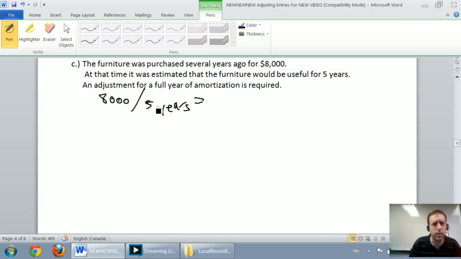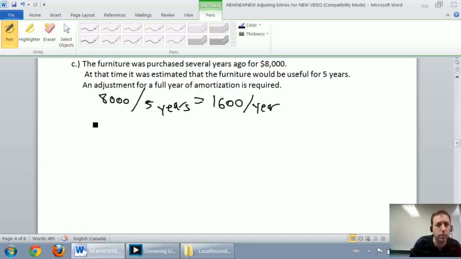So we have an $8,000 asset. It's supposed to last us 5 years. That's $1,600 in amortization per year. And it says we want a full year of amortization. If we didn't want a full year, if we only had it for 6 months or half a year or however long, we could multiply this by some sort of ratio of a year. But they want a full year.